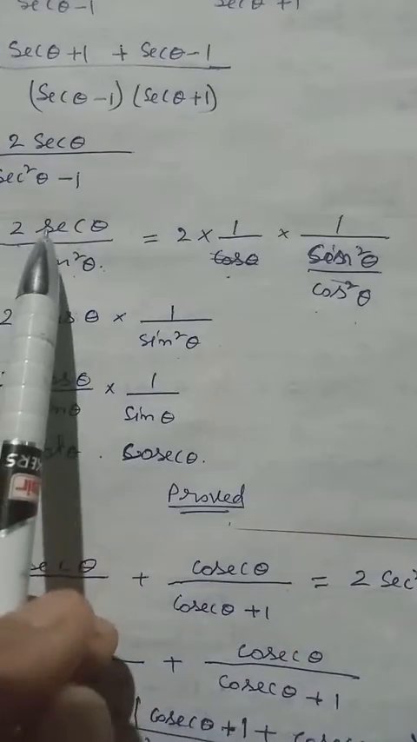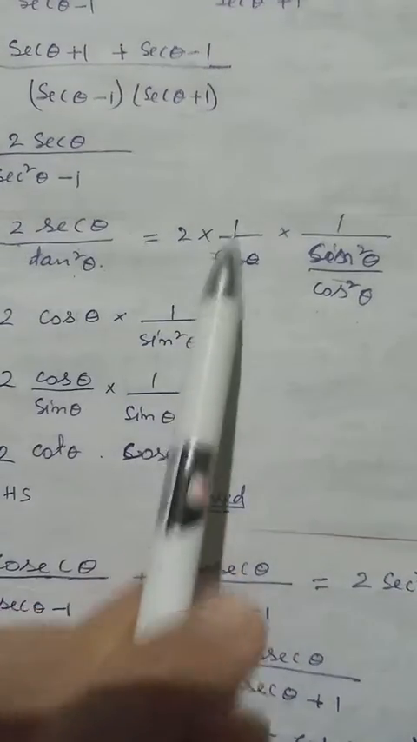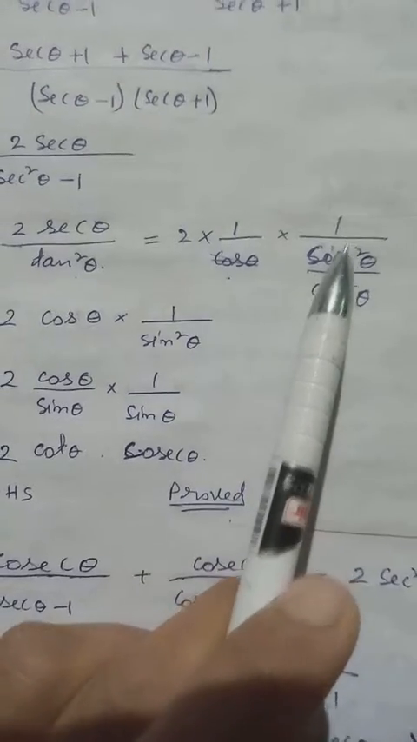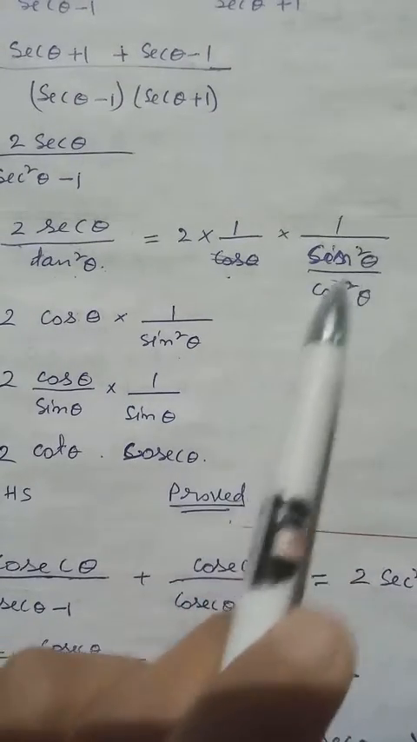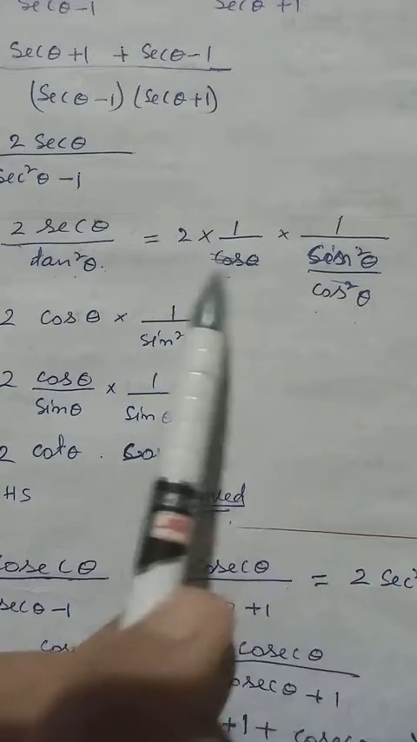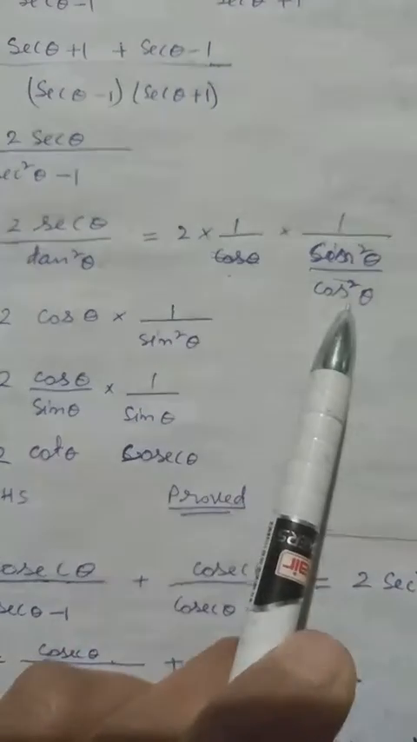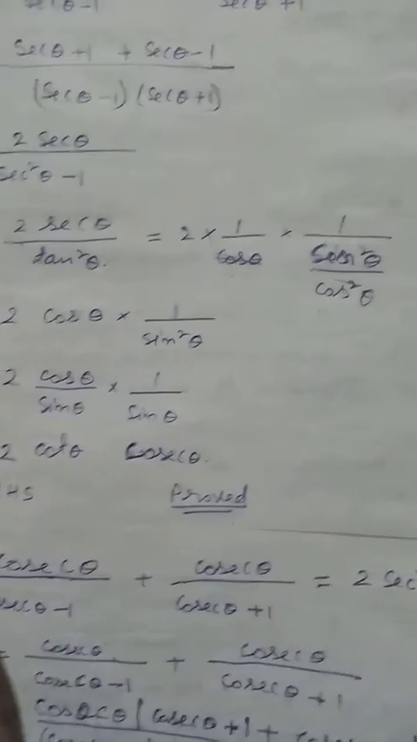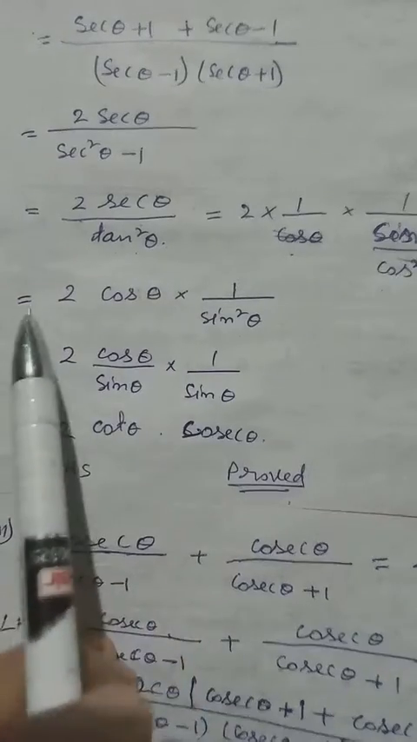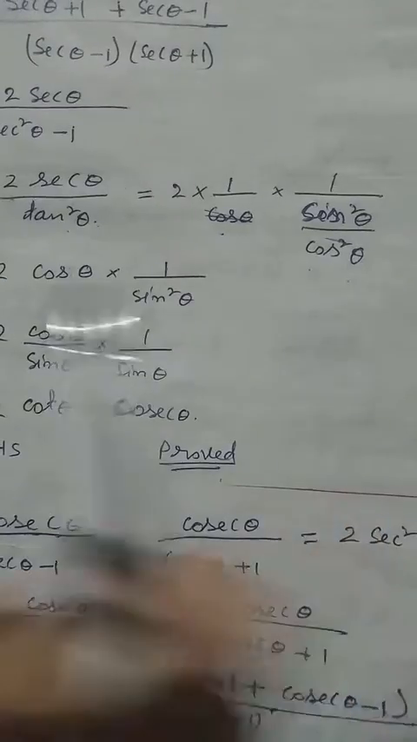Now change everything to sine and cos. Sec theta we know 1 by cos. Then tan theta we know it is equal to sine square theta by cos square theta. Here we have only 1, here we have 2. So 1 can get cancelled. Okay. So we are left with 2 cos theta.